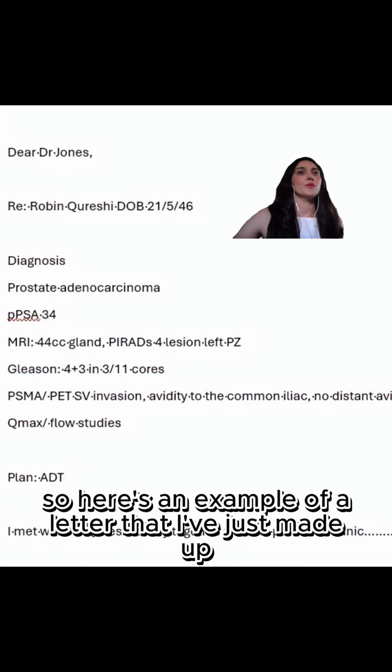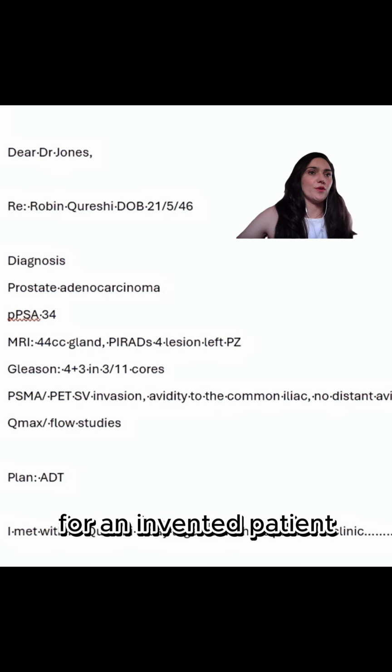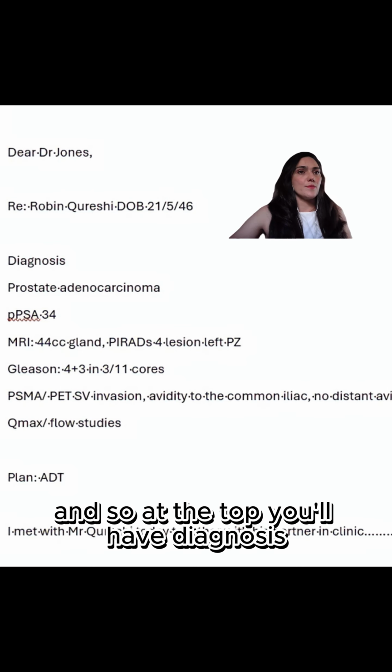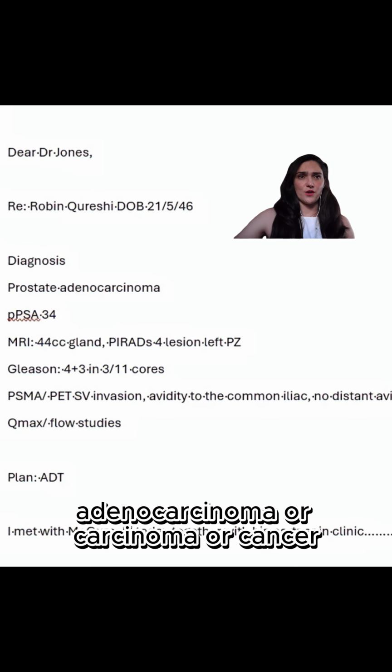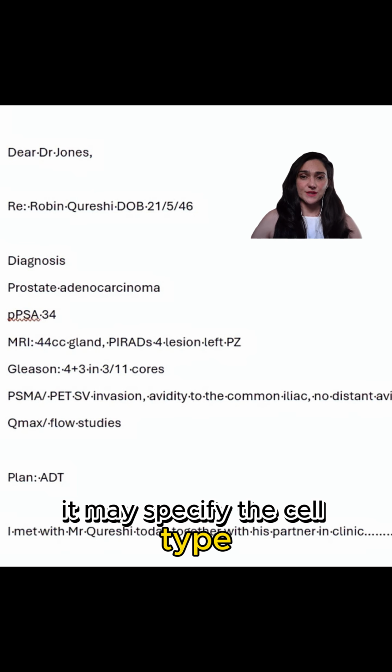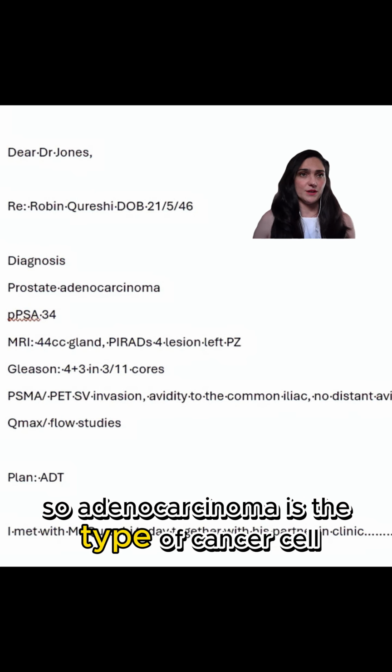So here's an example of a letter that I've just made up for an invented patient. And this is what your letter might look like. So at the top you'll have diagnosis, you'll have prostate adenocarcinoma or carcinoma or cancer. That just usually refers to the fact that it's cancer. It may specify the cell type, so adenocarcinoma is the type of cancer cell.